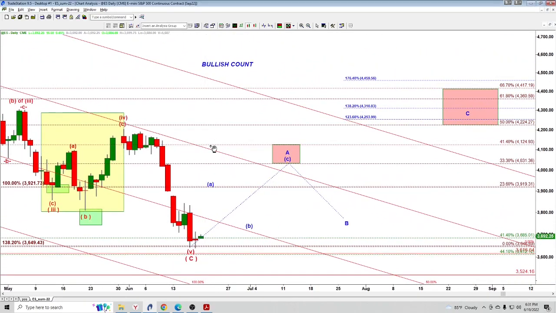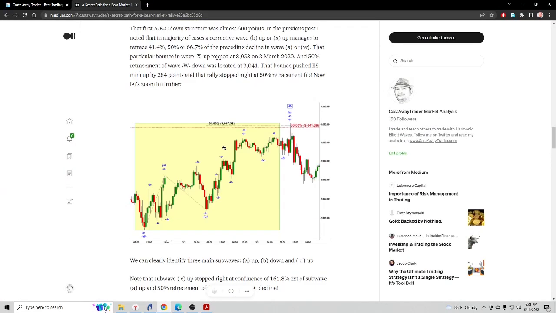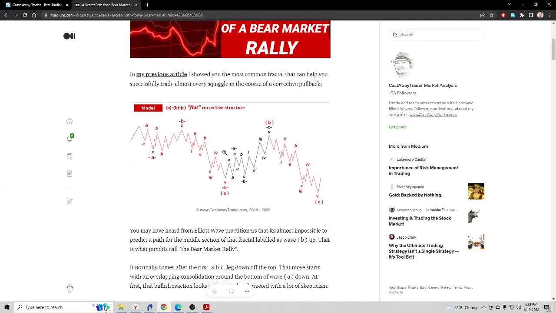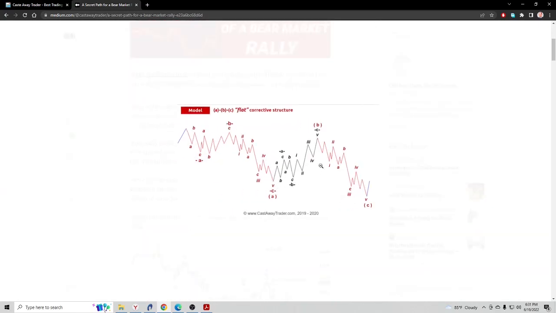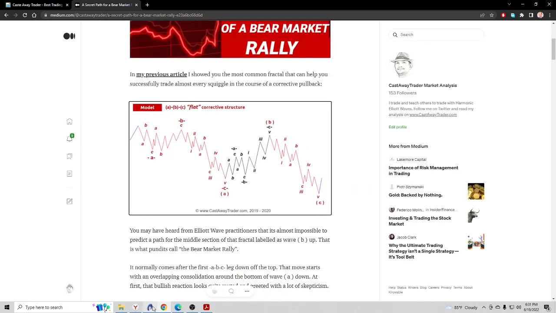So my general expectation, we are going to get another ABC up here, and that first push up labeled A would itself be structured as ABC. That second leg down in wave B would itself be structured as ABC, and the final push higher would most likely be structured as 5 waves up. And again, this is how that fractal looks, and we are talking about getting a pullback, which is shown here in black color.